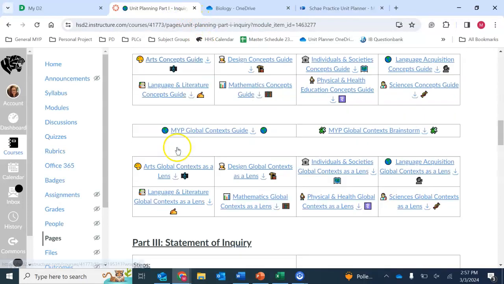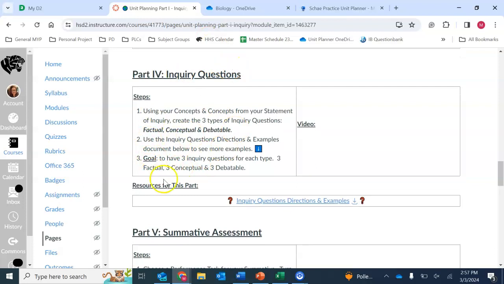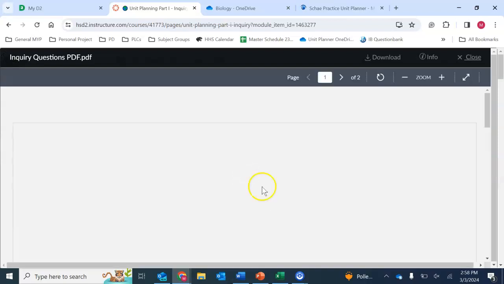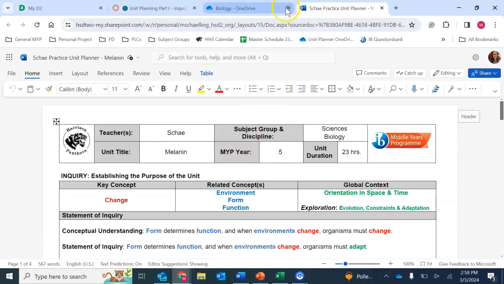Okay, and then we're going to scroll down. We're going to be using our inquiry question section. Our goal is to have 3 factual, 3 conceptual, and 3 debatable questions for every unit. So here's my resource, I'm going to have that open. So I've got my inquiry questions resource and my unit planner ready to rock.